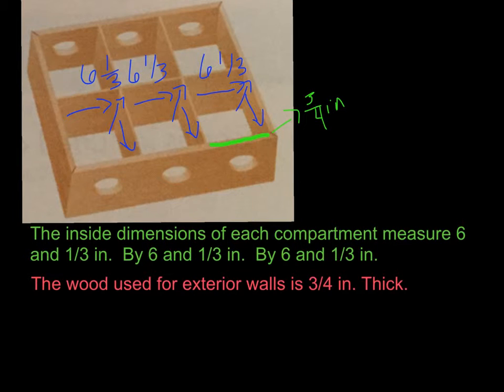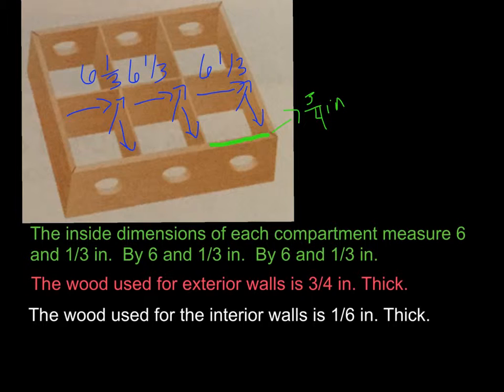Our final piece of information is that the wood used for the interior walls is 1/6 of an inch thick. Here we're talking about the inside walls, which you can see visually are thinner, and that would be this portion right here. The thickness of it is only going to be 1/6 of an inch thick. So we'll label that 1/6 of an inch. We're dealing in inches here with all of our measurements. So I'm going to take just a second now to recreate this and label it so we can see exactly what we're looking at.